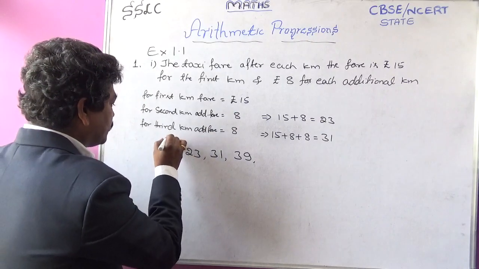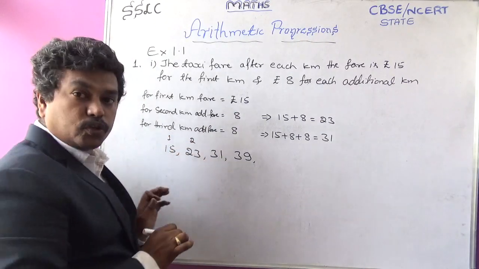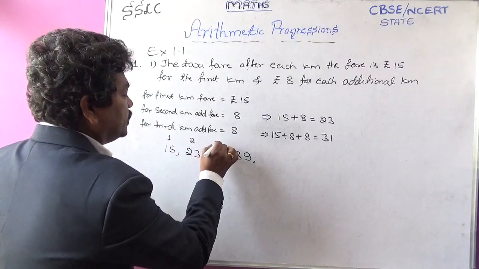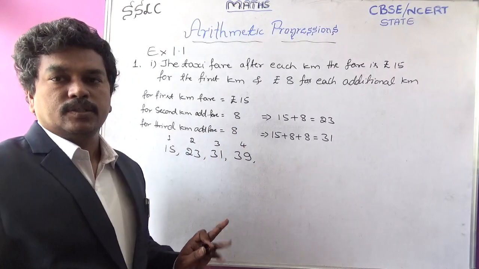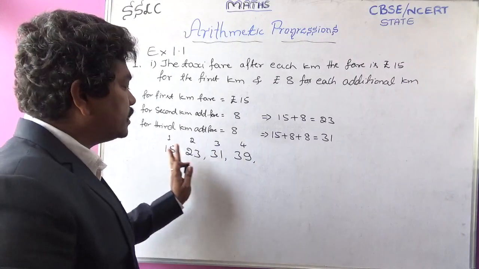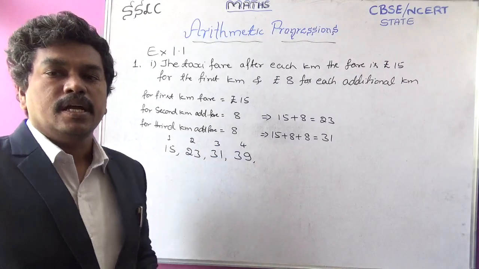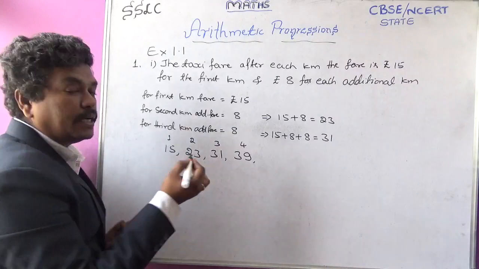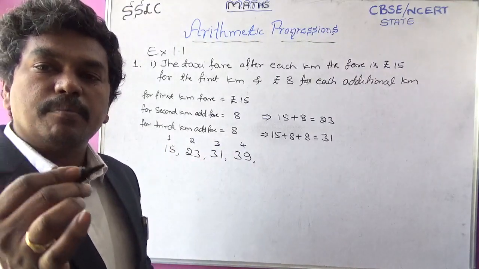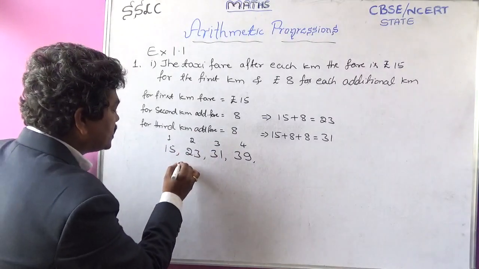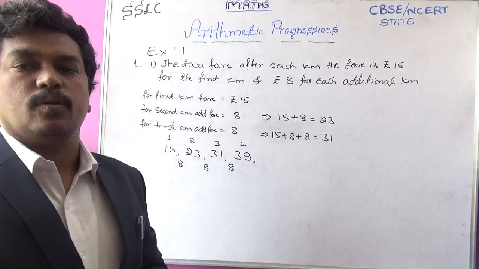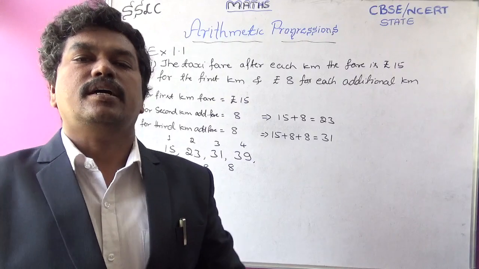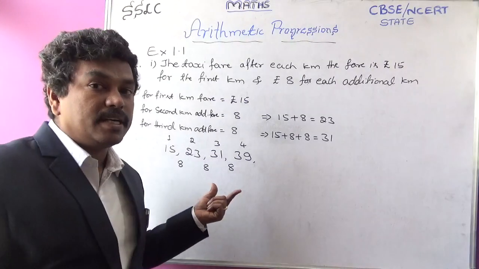That means this is for the first kilometer, this is for 2 kilometers. So after 2 kilometers the fare, this is for after 3 kilometers, this is after 4 kilometers. So this is the fare, that is, the series of numbers is like this. That means the difference between each term is, you observe here, 8. For each term the difference is equal. That is constant. That constant difference is called the common difference.